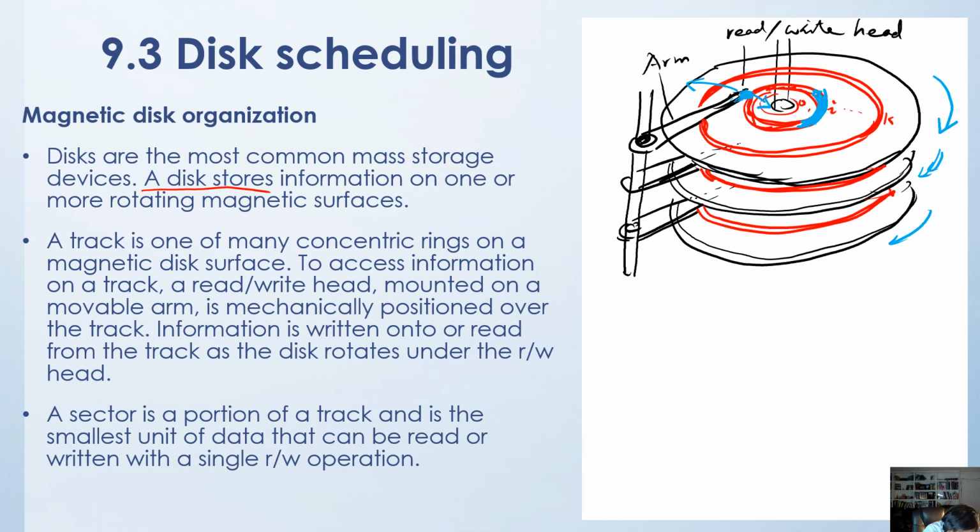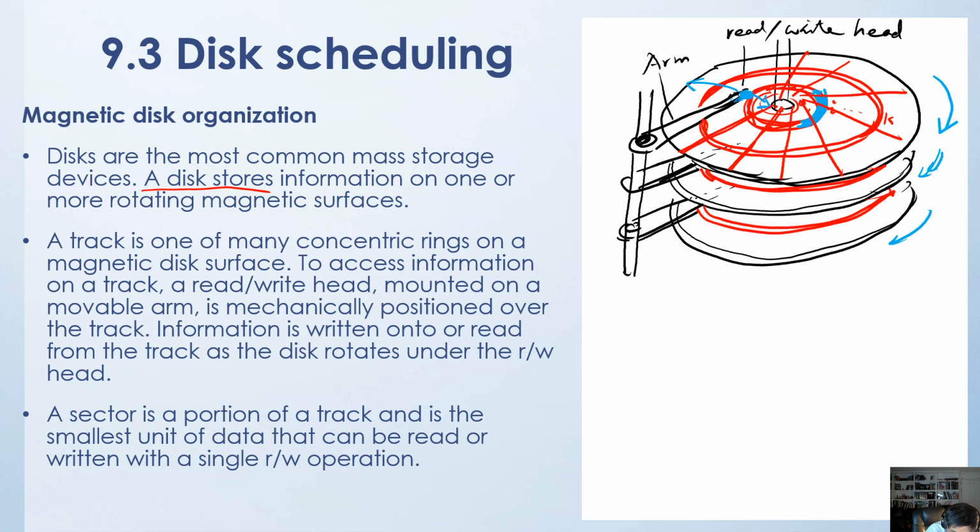Now, a sector is also used. A sector is a portion of a track and is the smallest unit of data that can be read and written with a single read and write operation. The sector is going to look like this. Starting from the center and going out, this is one sector, and this is another sector, and so on.